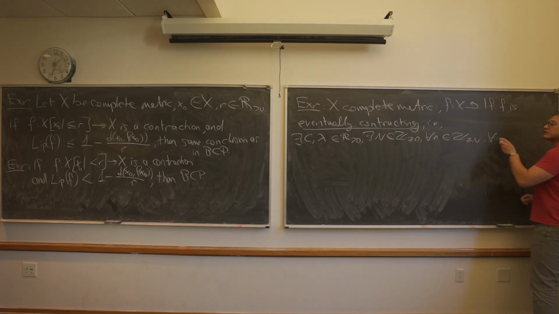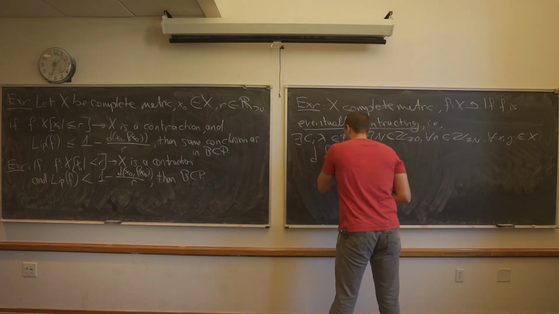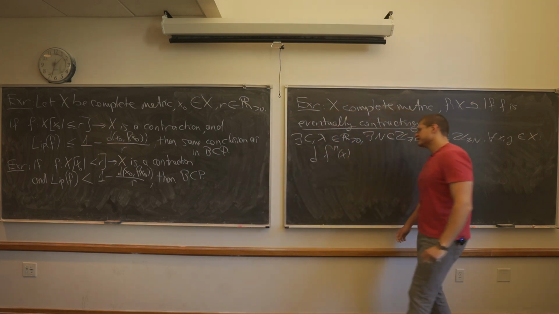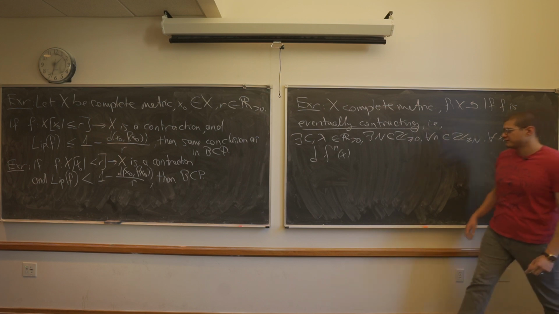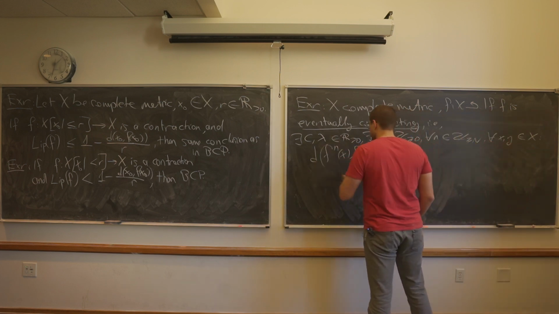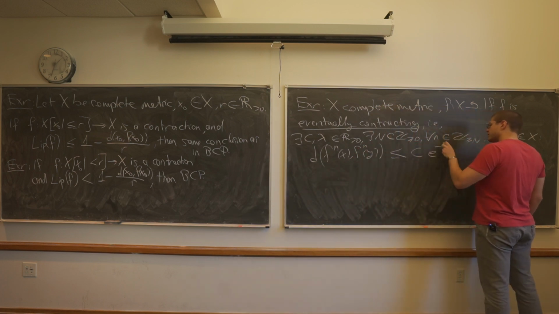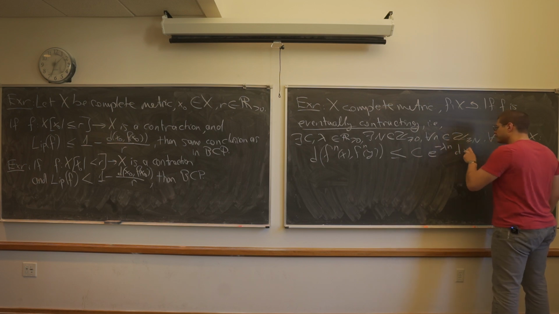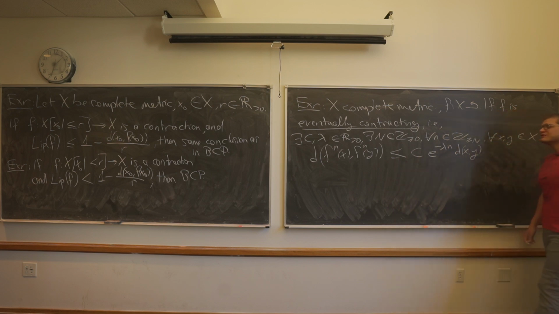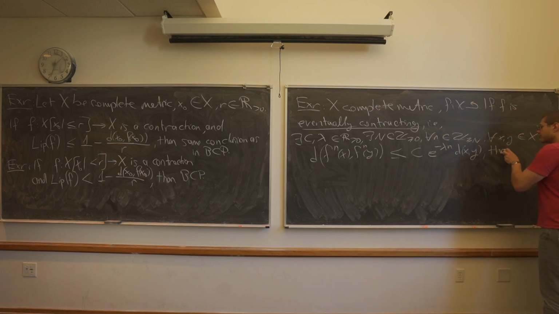And for any x and y in X, the following happens. The distance between the nth iterates of x and y is bounded by some term that decays. This is bounded by c times e to the minus lambda n times d of x comma y, then the same conclusion as the Banach contraction principle holds. Let me just say BCP.